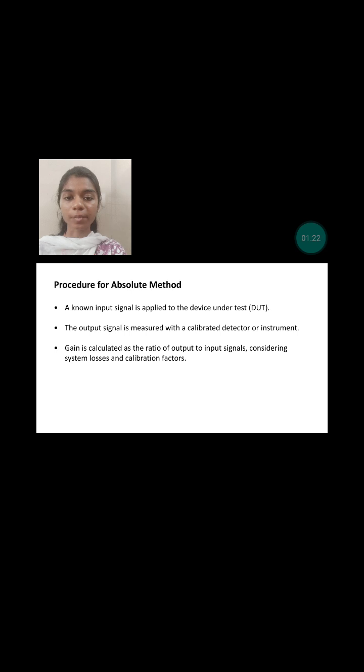Procedure for absolute method. A known input signal is applied to the device under test. The output signal is measured with a calibrated detector or instrument. So when we apply an input signal, the output signal is measured with a calibrated detector. Gain is calculated as the ratio of output to input signals, considering system losses and calibration factors.